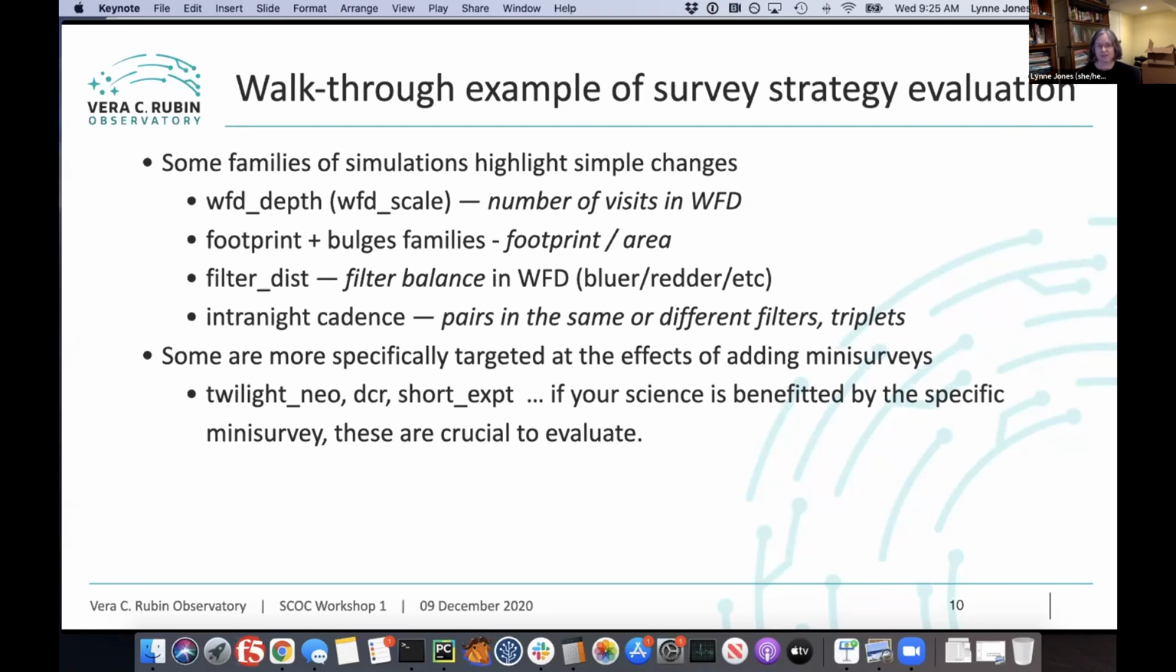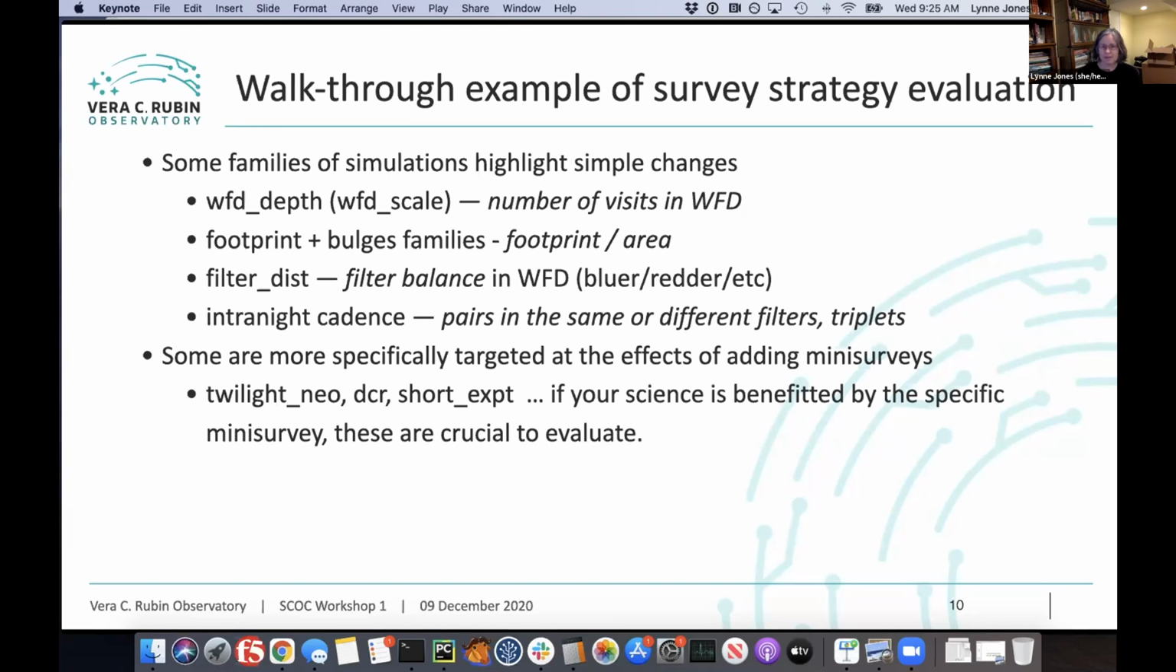So how do I know if it scales with the number of visits in the wide fast deep? We have a family of simulations that varied the number of visits in the wide fast deep. This family is called either wide fast deep depth or wide fast deep scale. Wide fast deep depth is the actual name of the family. In some places I might have referred to it as wide fast deep scaling, because it's maybe more descriptive of how we scaled up the number of visits.